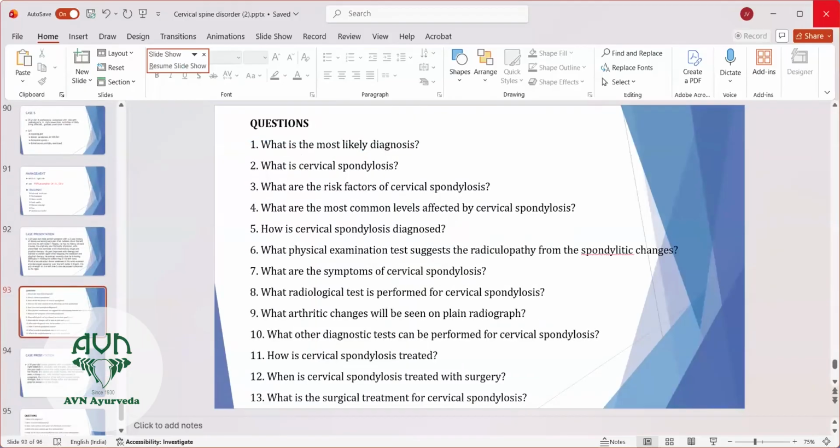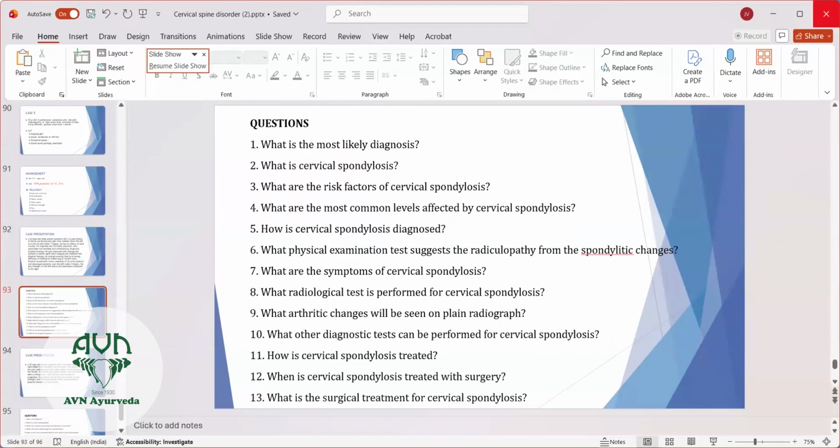What is most likely the diagnosis? Say cervical spondylosis, mildly affecting the spinal cord also, the cervical spinal cord. What is cervical spondylosis? It is the second question.